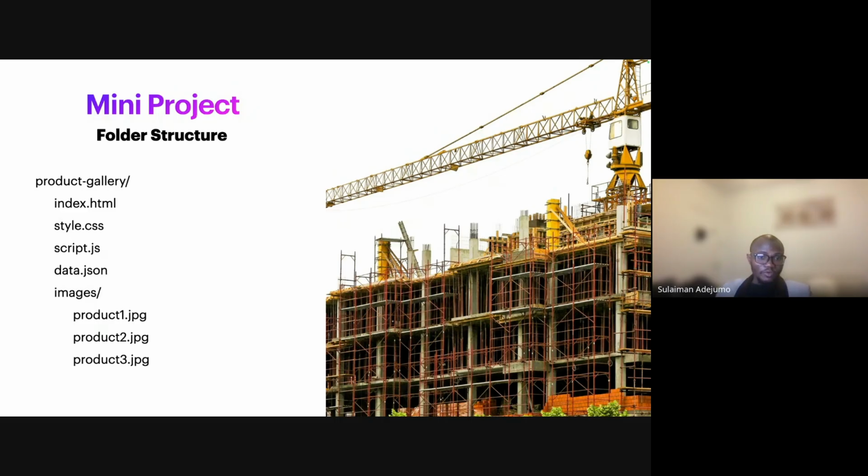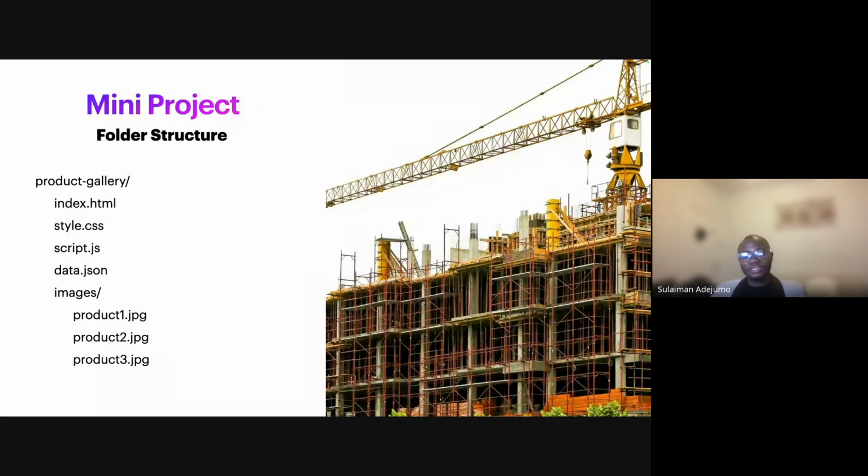And inside that folder, we have a small set of files: index.html, style.css, script.js, data.json, and then an image folder, which holds our product pictures. So let's walk through what each of these actually does.